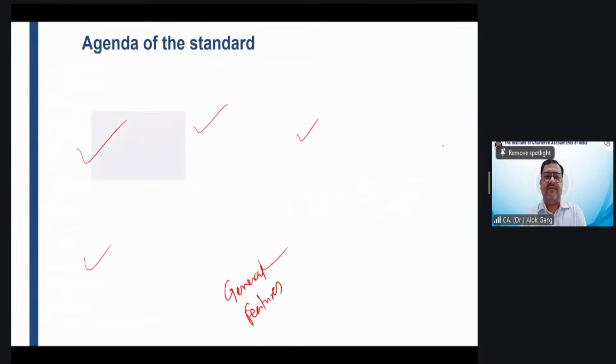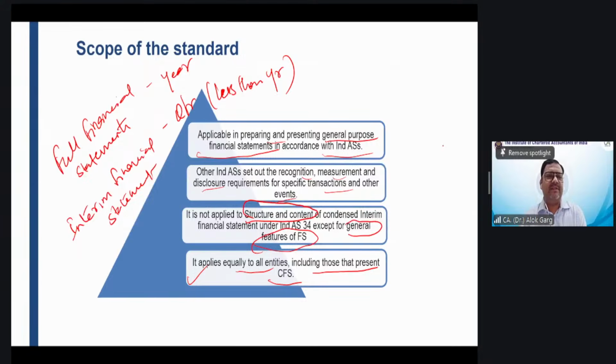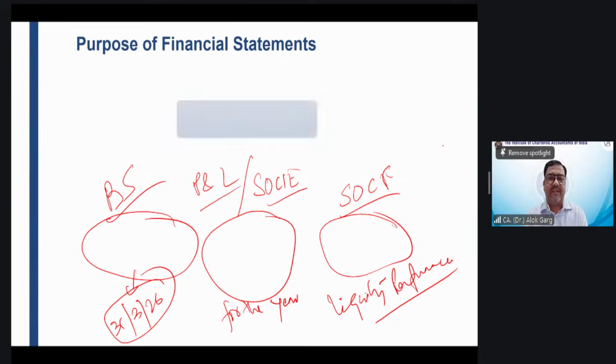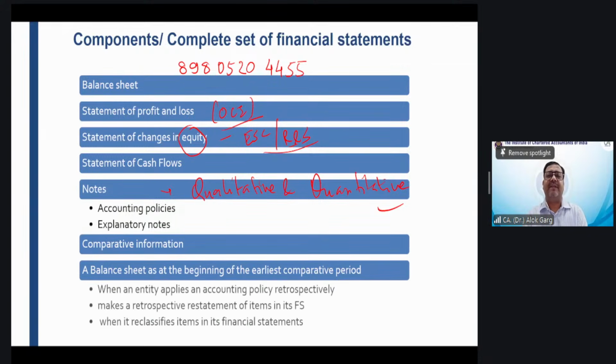Then we started Ind AS 1 and we covered the objective and scope, right? This standard is applicable for general purpose financial statements. So this standard provides structured presentation of financial position, financial performance, and statement of cash flows, right? Then we covered the components of the financial statements. Then we covered the balance sheet, and we know that the Ind AS balance sheet starts with the asset side, then equity, then liability. The balance sheet classification is as per non-current and current. Then there is another classification which is financial and non-financial in nature.